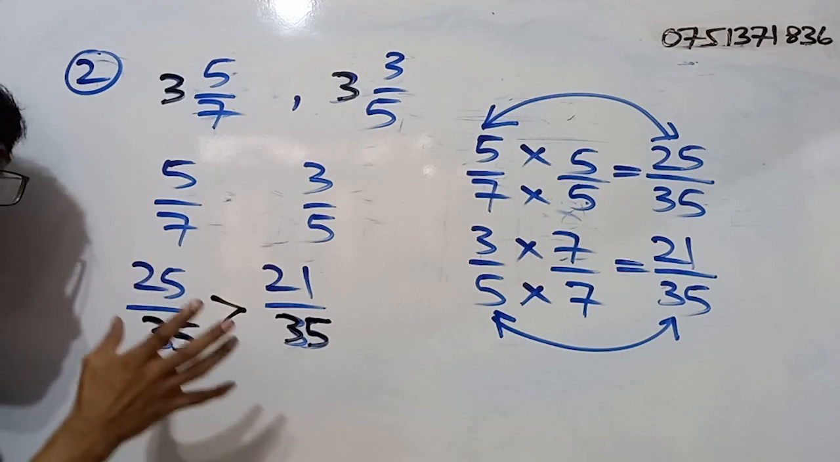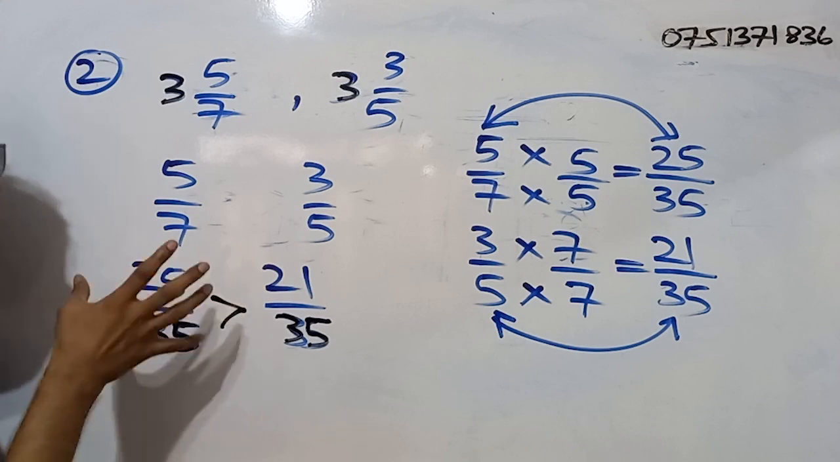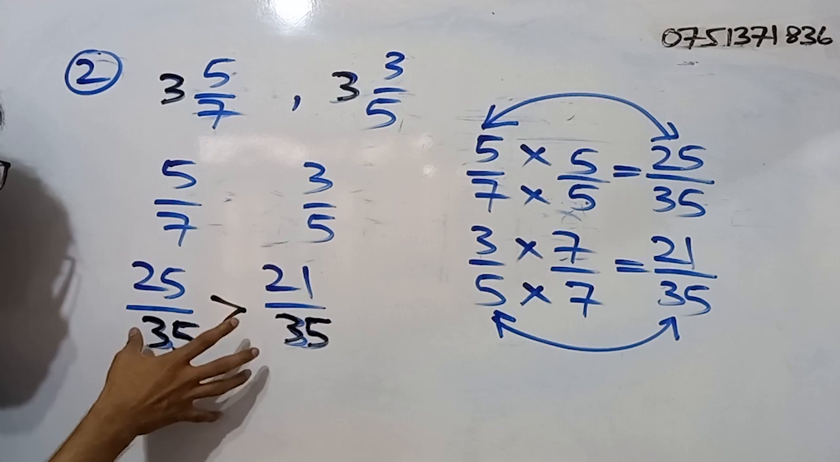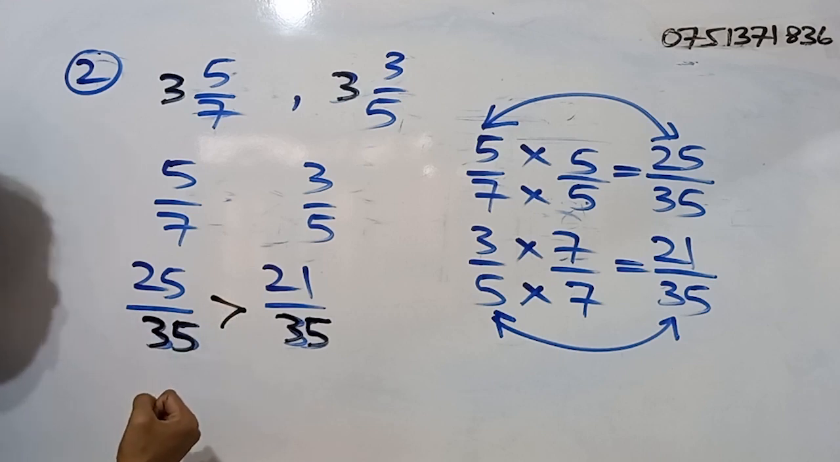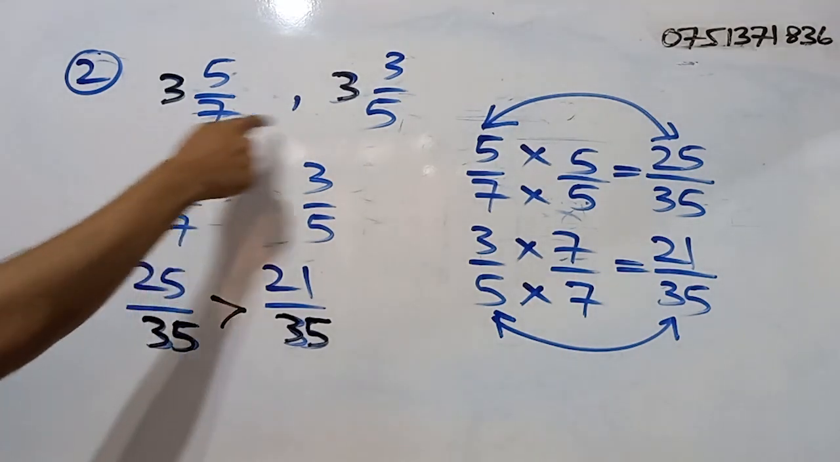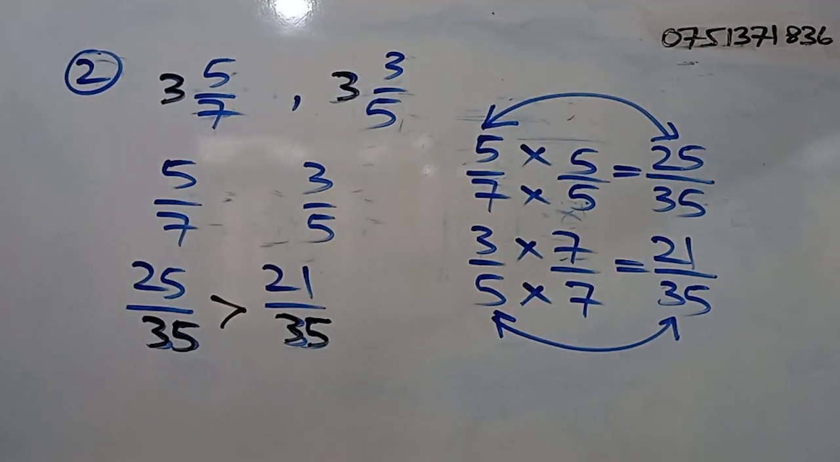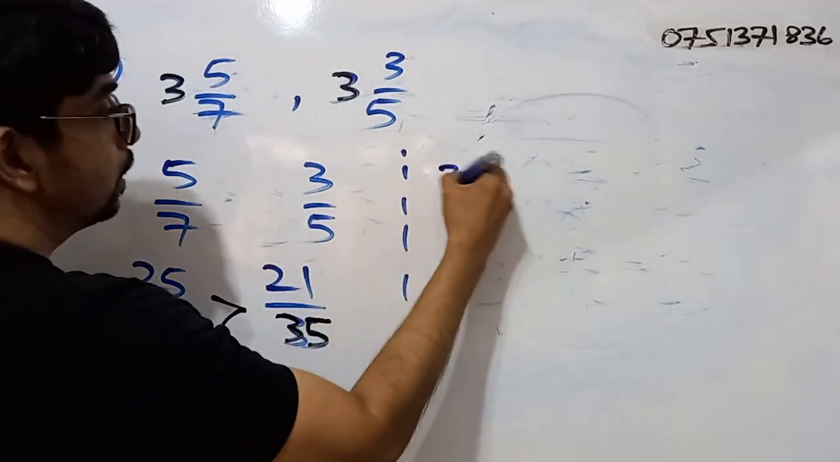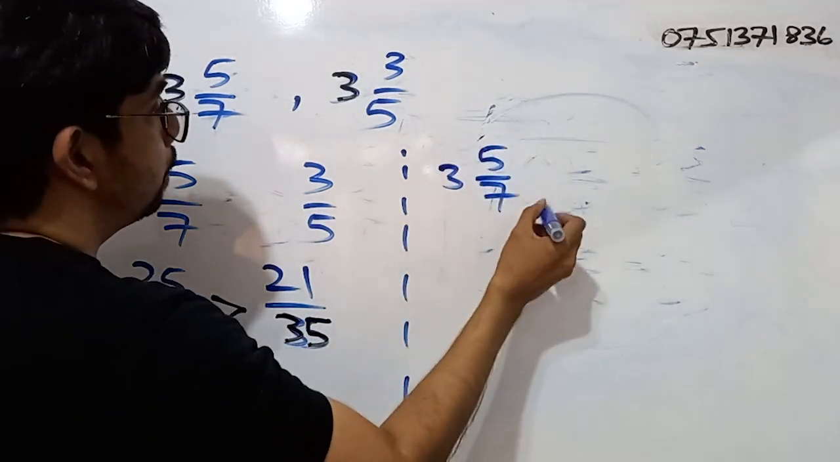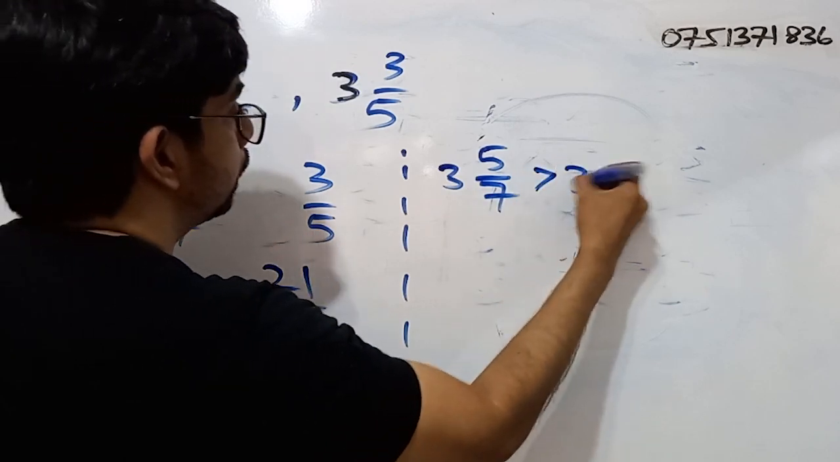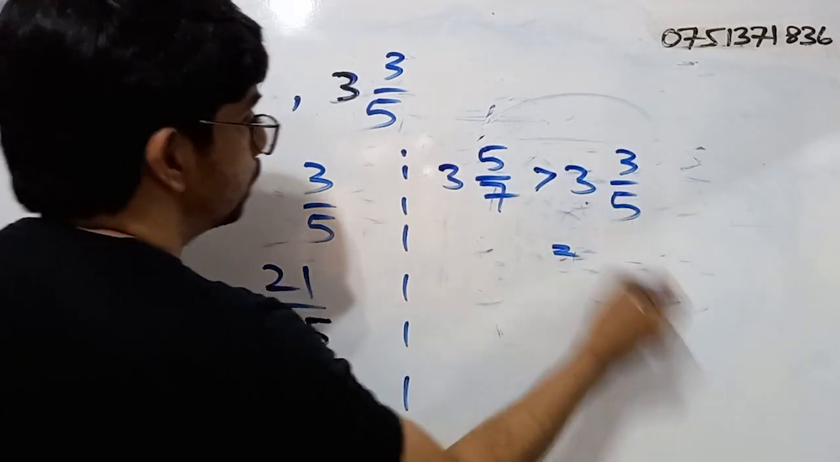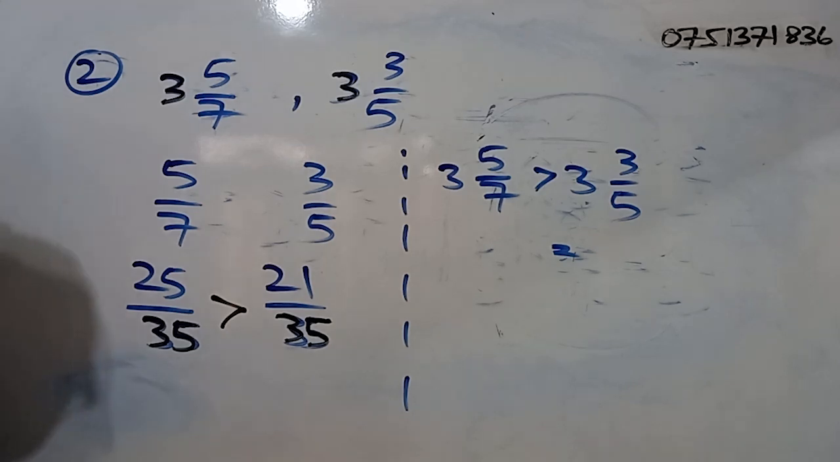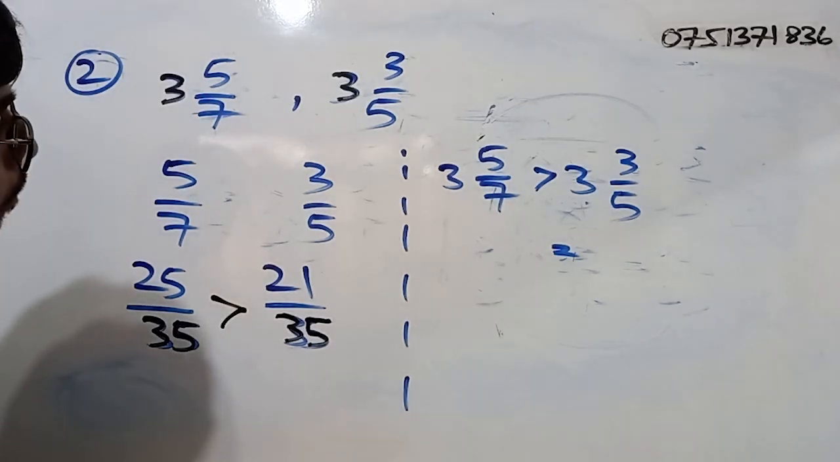Now the thing is, this is not the answer. We have to write the answer using the fractions that have been given to us. So these are the two fractions that have been given to us, and we have to rewrite this. So I will continue on this side. That means 3 and 5 by 7 is greater than 3 and 3 by 5. So this is the answer. Now you can pause the video and complete the tute.